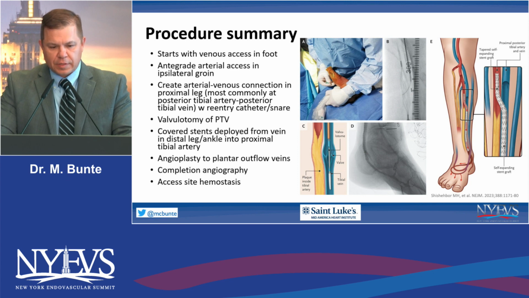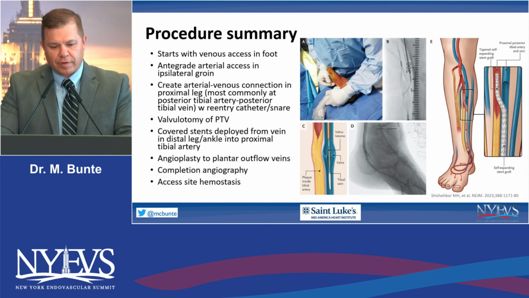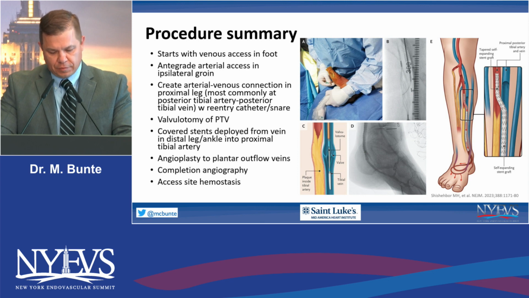So I usually start this with a venous axis in the foot. That can sometimes be the most challenging part of getting started on a DVA program, is that these veins are very prone to spasm. Then an ipsilateral arterial axis, creating that AV connection with valvulotomy of the posterior tibial veins, and then placing the covered stents to the ankle. Angioplasty of the outflow veins is really key. I got burned on my very first PROMISE-2 patient with an inadequate angioplasty into the lateral plantar vein, which too has valves.